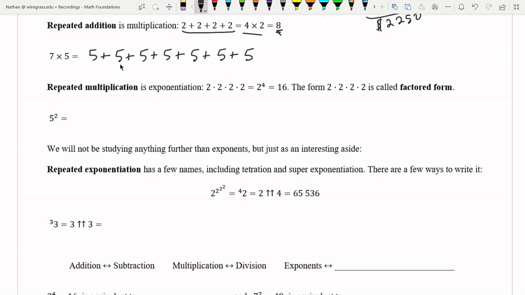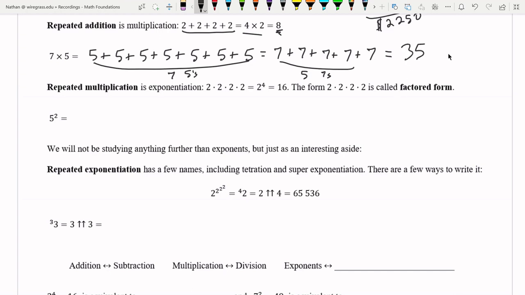...that's 7 times. There's 7 5's there. You can also think of this as 7 5 times. I would probably think of this as 5 times 7, but that's the same thing as 7 times 5. Either way you do it, 5 7s, you're going to get 35 when you calculate it.